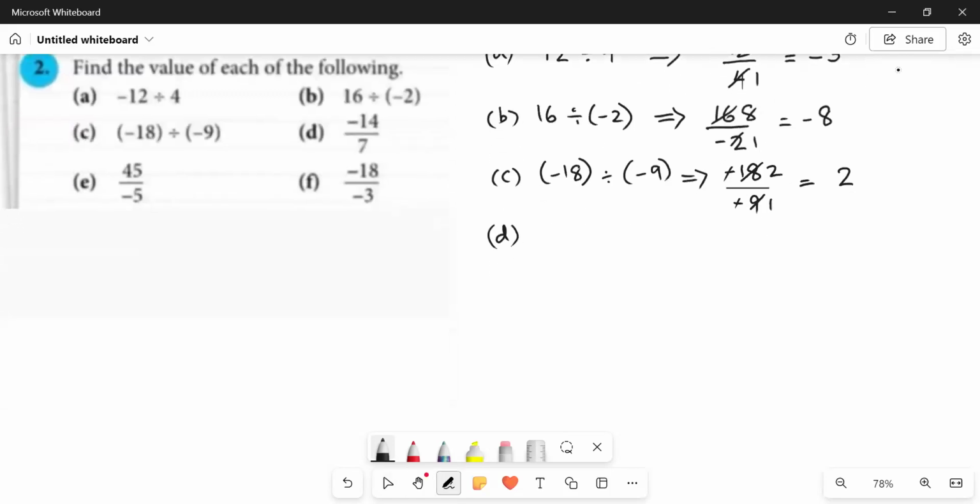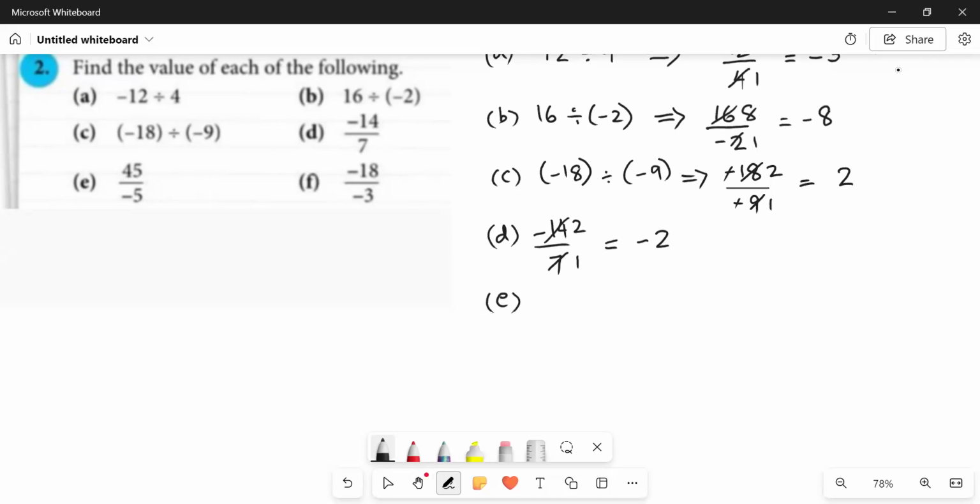Then we have part D, minus 14 upon 7, right? It's already given in the fraction form, so you don't need to convert it into a fraction. Just simplify it. 7 ones are 7, 7 twos are 14, plus minus minus, the answer would be minus 2.